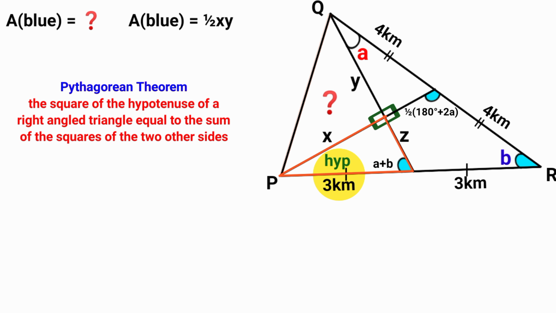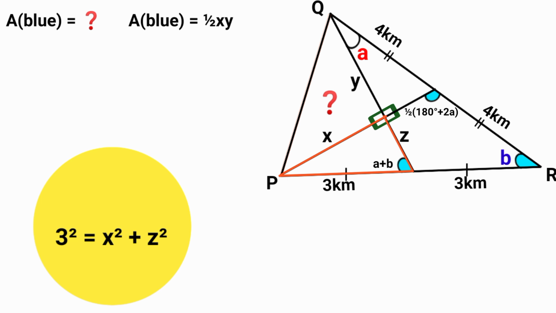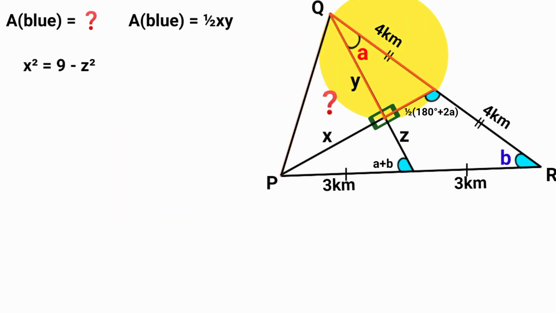So by Pythagoras, the square of this 3 kilometers must be equal to the sum of the squares of this x and this z. So 3 squared equal to x squared plus z squared. 3 squared is 3 times 3, which is 9. So 9 equal to x squared plus z squared. Bring z squared to the left. So 9 minus z squared equal to x squared, which means x squared equal to 9 minus z squared. We keep it aside.